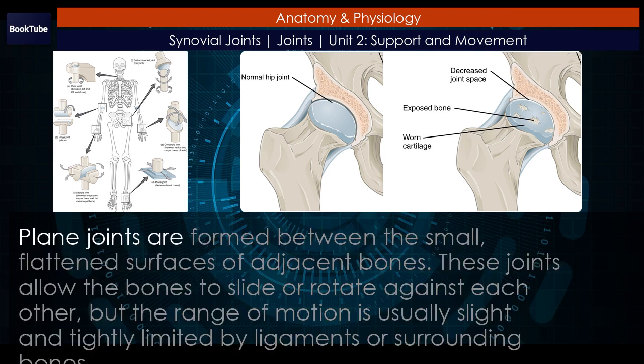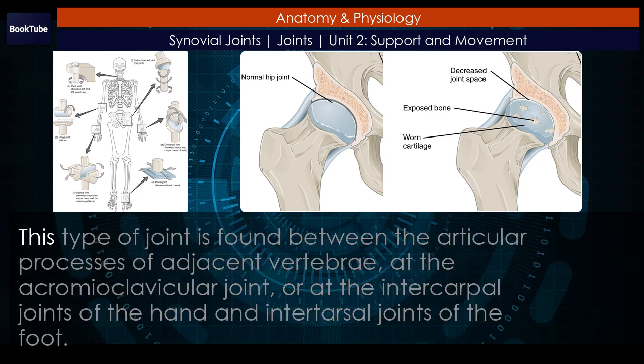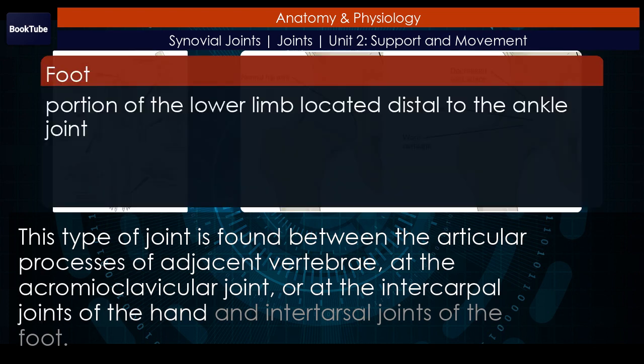Plane joints are formed between the small, flattened surfaces of adjacent bones. These joints allow the bones to slide or rotate against each other, but the range of motion is usually slight and tightly limited by ligaments or surrounding bones. This type of joint is found between the articular processes of adjacent vertebrae, at the acromioclavicular joint, or at the intercarpal joints of the hand and intertarsal joints of the foot.